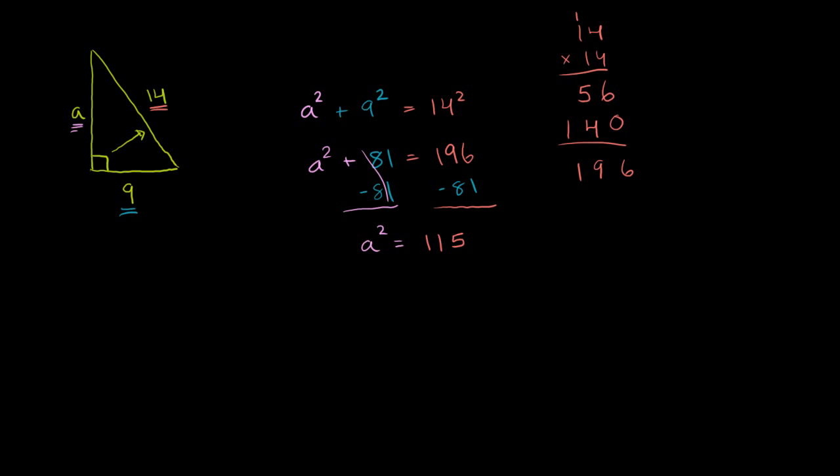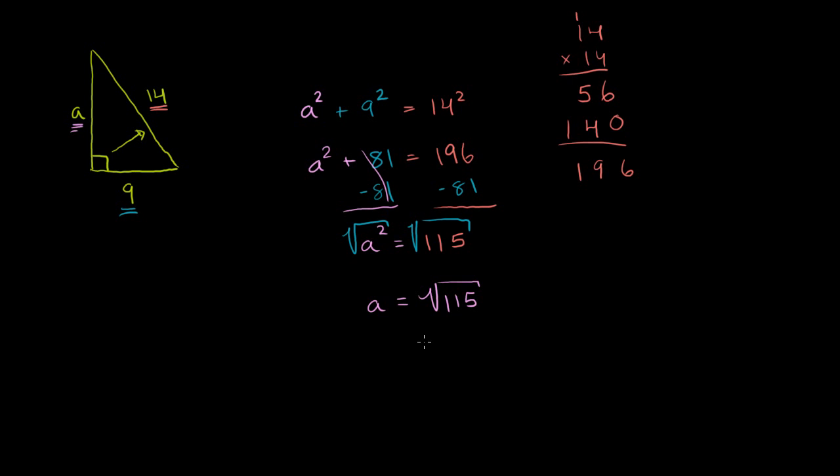And then to solve for a, we just take the square root of both sides, the principal square root, the positive square root of both sides of this equation. Because we're dealing with distances, you can't have a negative square root or a negative distance here. And we get a is equal to the square root of 115.